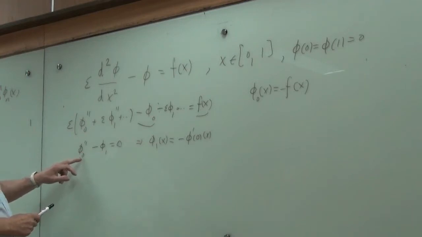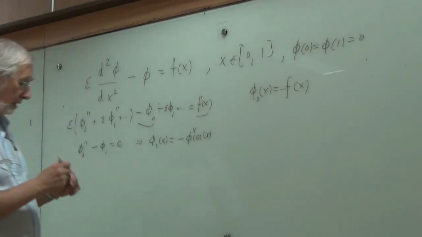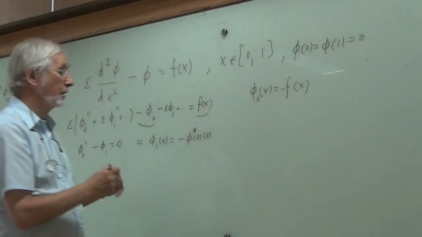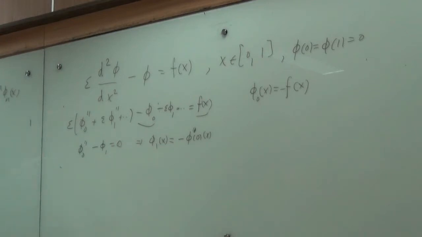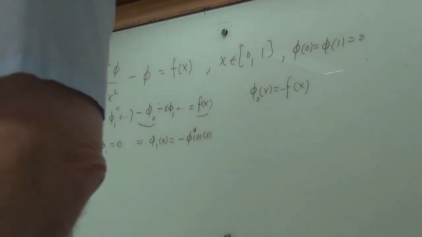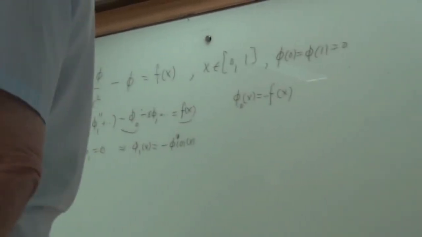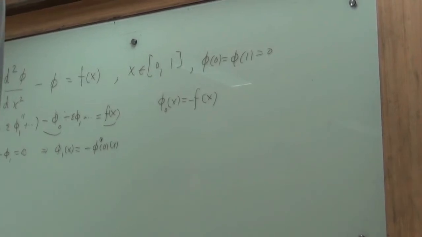Phi 1 is minus f naught double. Minus f naught double. This is the one. So you can just integrate it and obtain a phi 1 subscript naught. It's already there. Phi 1 is just f double prime. You can just carry on the calculation, and you cannot satisfy anything of the two boundary values.